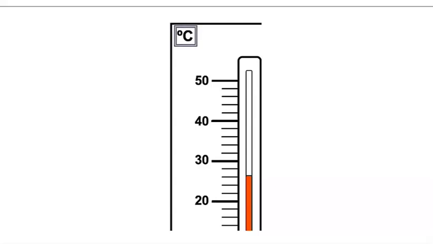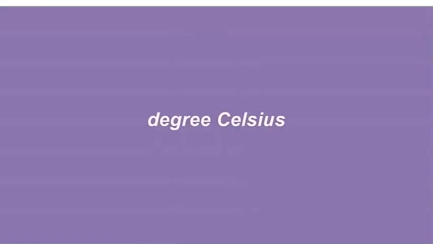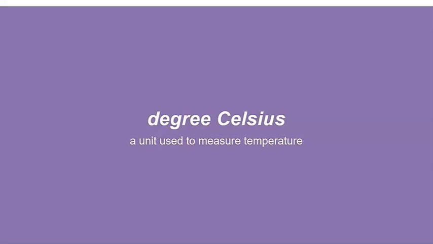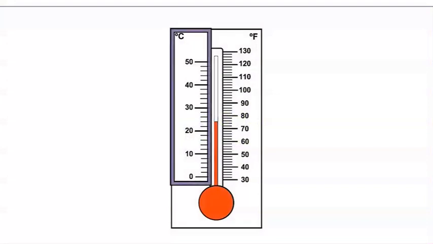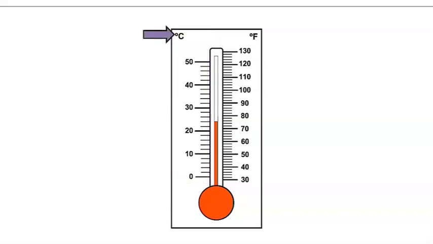Now, let's look at this symbol and letter. The symbol stands for degree, and the letter C stands for Celsius. A degree Celsius is a unit used to measure temperature. Scientists all around the world measure temperature in degrees Celsius. When we measure temperature, we will also use the Celsius scale. So we will always use the unit degrees Celsius. Be sure to always record the unit when you record a temperature.